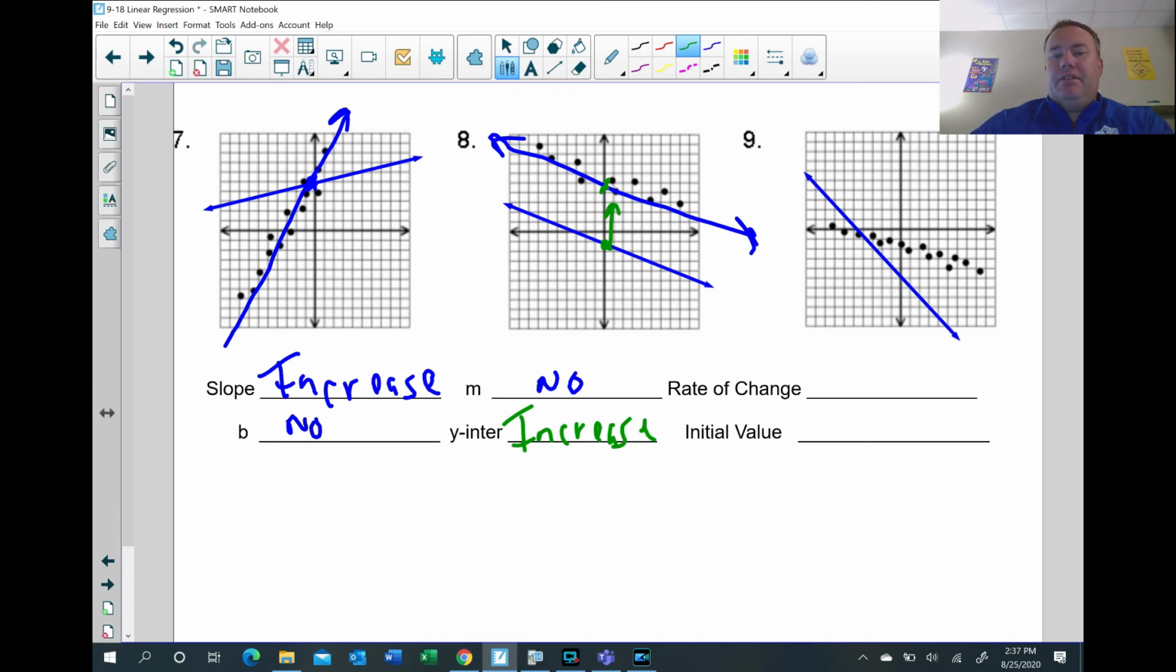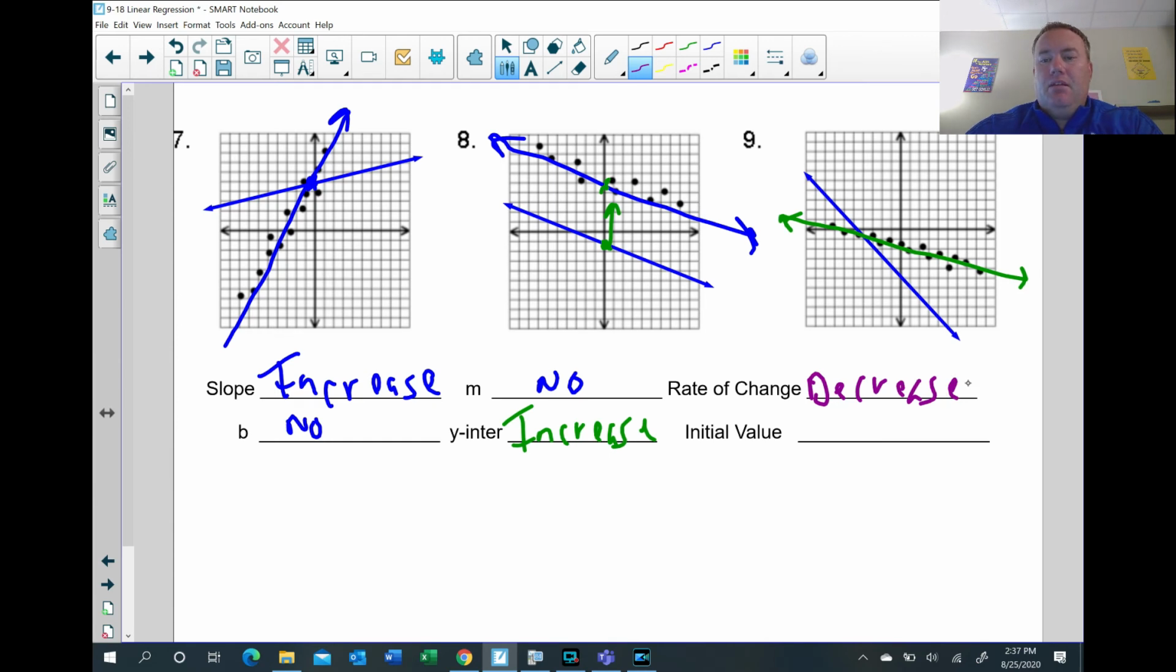Next, this one right here. If I draw a line of best fit that best represents these points, I'm going to draw something that looks a lot like that. What I'm going to do is start off with the rate of change. What does rate of change mean? Slope. Well, this line I drew is way steeper than what it should be. So if I want to make a line flatter, I'm going to decrease the slope.